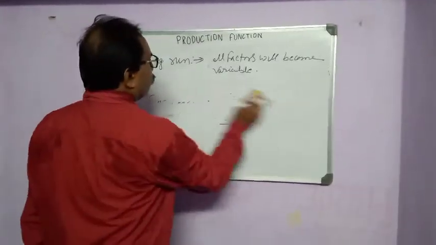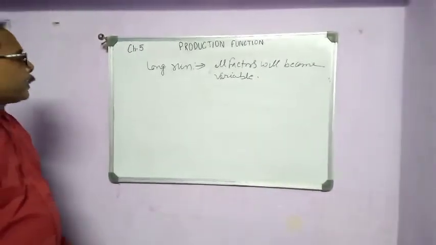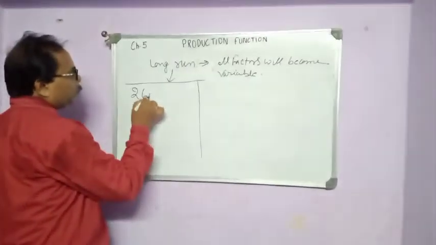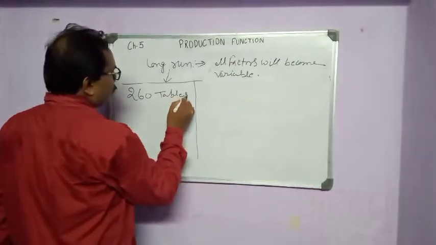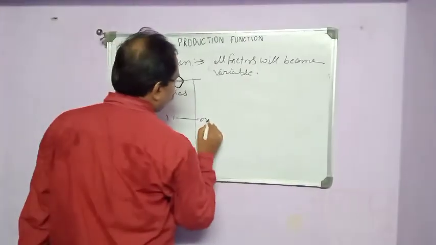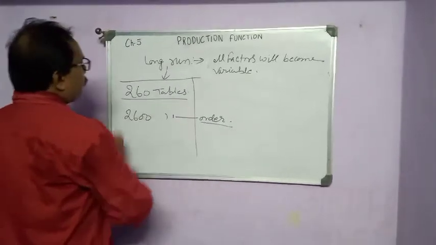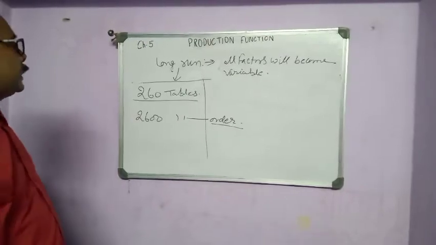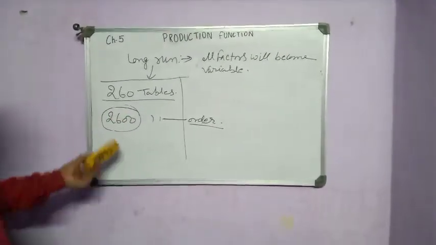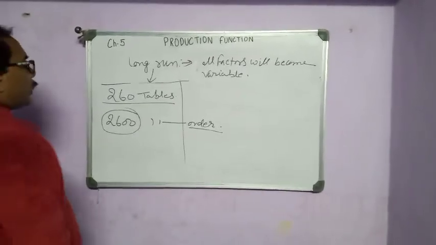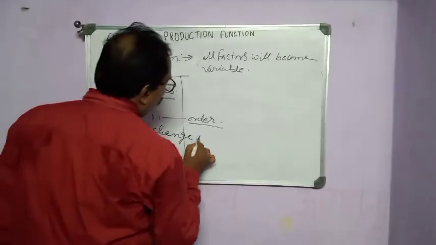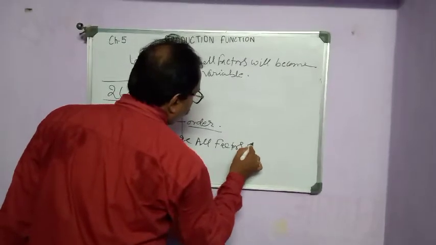Here I want to take one example for short run and long run. Suppose a firm has the ability to produce 260 tables. Now he gets an order of 2600 tables. As we know, the maximum ability of the firm to produce tables is 260, but he got an order of 2600. So within a short period it is not possible to produce. In short run it is not possible. In this case the producer will change all factors of production.